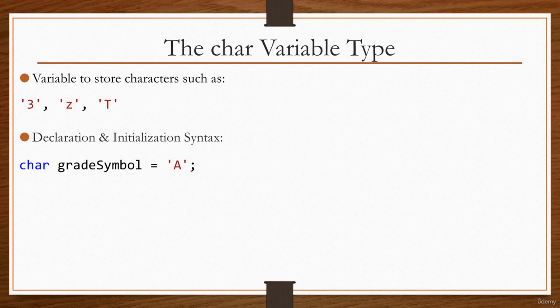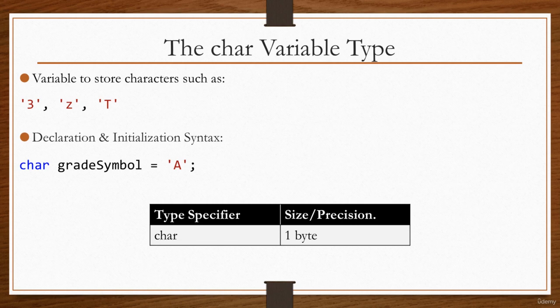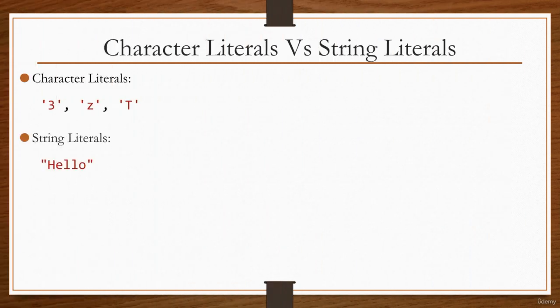We have an example for the syntax for a char or character variable declaration and initialization. Char is the type specifier, then we provide a name, so grade symbol, and we can initialize that to some character such as A. A variable of type char will use 1 byte of memory. Notice how the character literals are represented by the character itself, so A, for example, enclosed in single quotes. String literals are enclosed between double quotes.